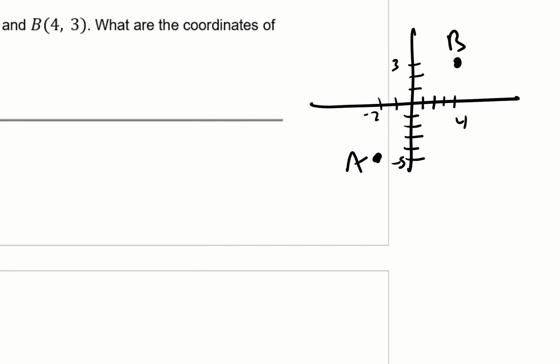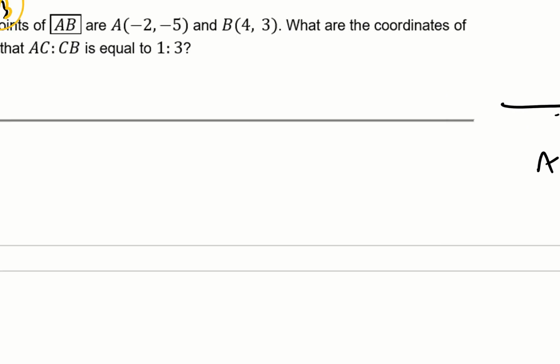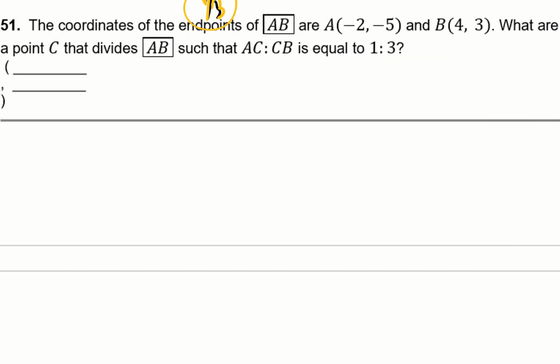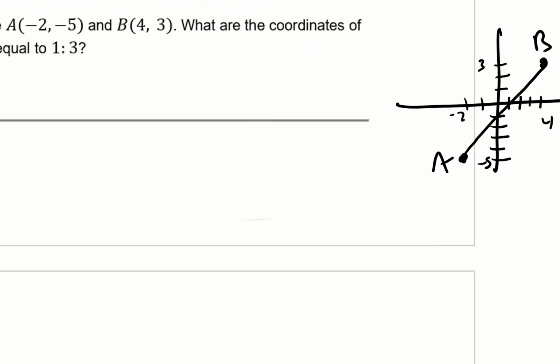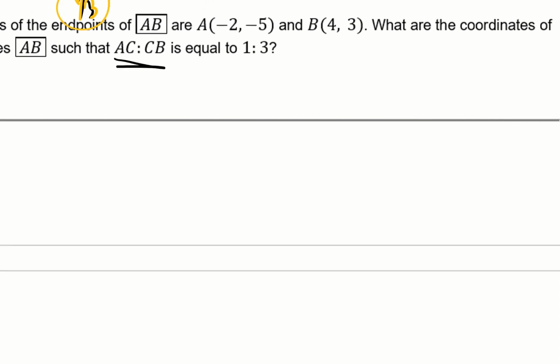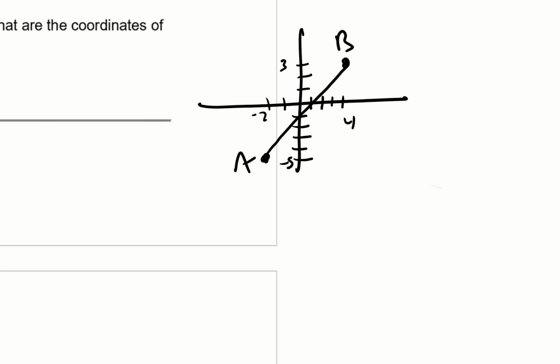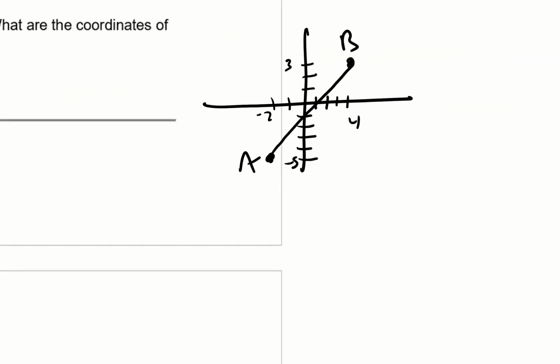And point B. This is my line segment. And we want to put a point C that divides this in a 1:3 ratio. And we're going from A to B here. All right, so let's go ahead and find the distance from A to B in the X direction.